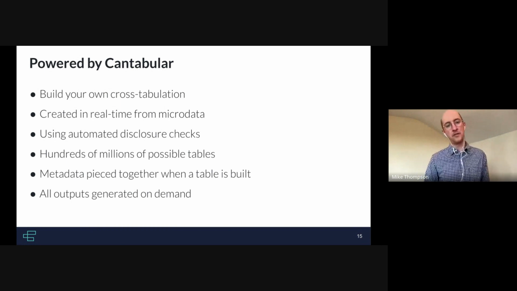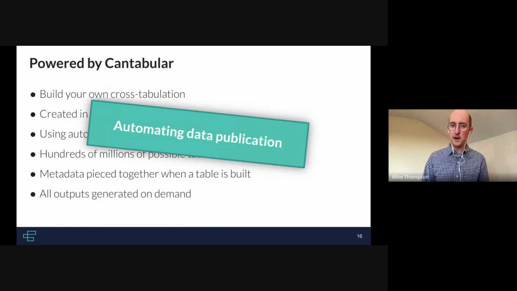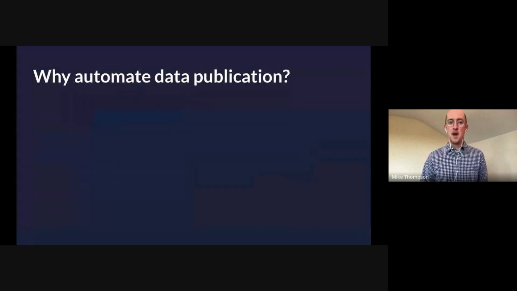And the ONS and NISRA call this flexible dissemination. We also like to think of it as automating data publication. And that's really what we're trying to do for organizations here, is to go straight from the structured data and structured metadata in the source all the way through to publication, everything automated as much as possible. And so we're going to talk now about why you'd want to automate data publication.